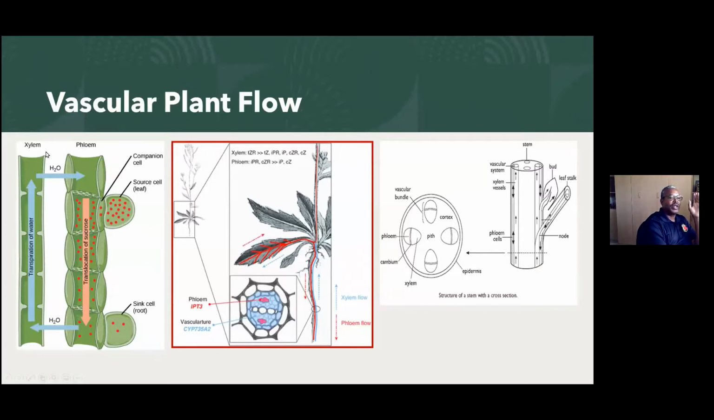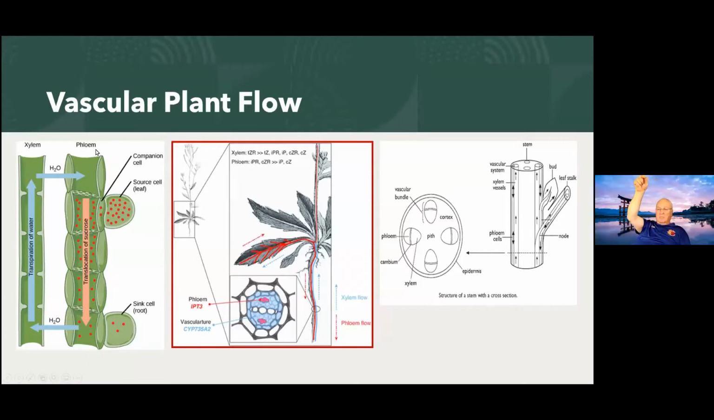The illustration on the left here is a diagram of the xylem. As you can see, the xylem flows from the roots upward, and it's also responsible for transpiration, which we'll talk about a little bit as well. The xylem is unidirectional, meaning that it goes up, and it transports your water, your minerals, and nutrients.